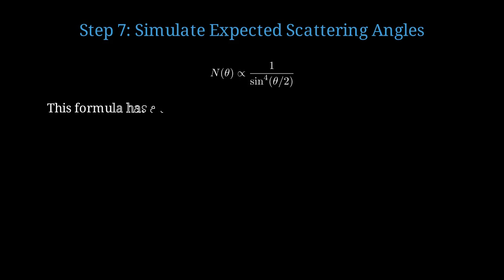Step 7. Simulate expected angles under the new model. Rutherford derived a mathematical formula predicting how many particles scatter at each angle. The Rutherford scattering formula, n of theta, is proportional to 1 over sine to the 4th of theta over 2. This predicts the number of particles scattered at angle theta. This formula has a remarkable feature. It predicts a power law decay. Small angle scattering dominates, but large angles are still probable, just much rarer.